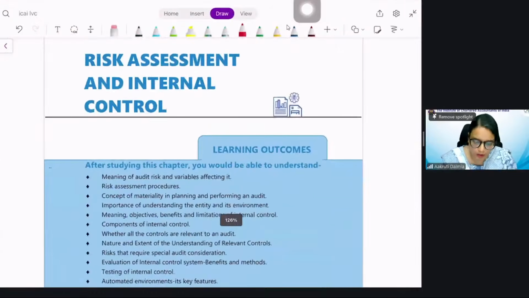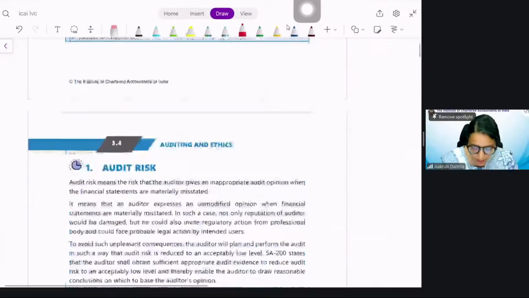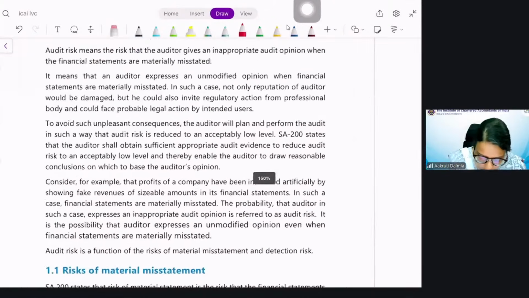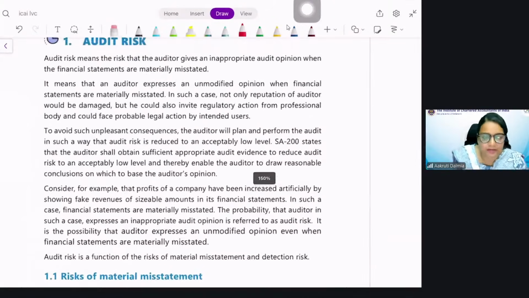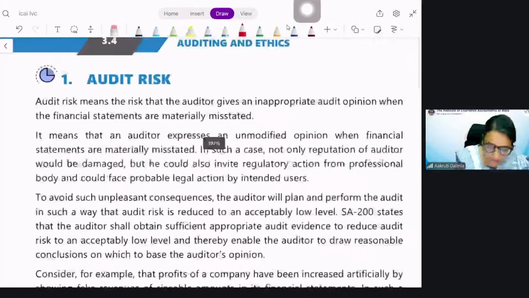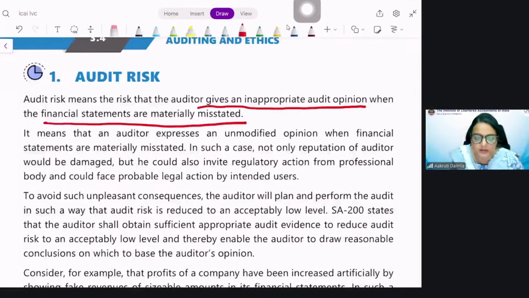All right. Now let's see the theory properly, because understanding is important, but knowing the theory correctly is also very important. Both are very important. Now, in this part, what you have to memorize and what is for explanation. The first thing that is very, very important: audit risk means the risk that the auditor gives an inappropriate audit opinion when financial statements are materially misstated.